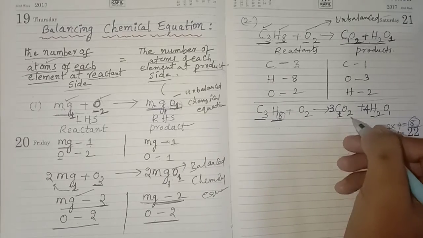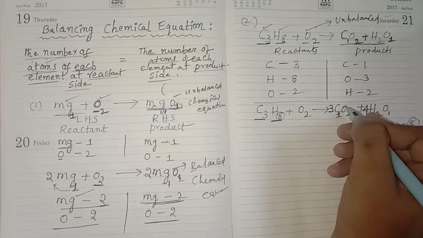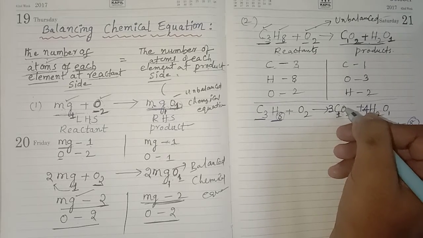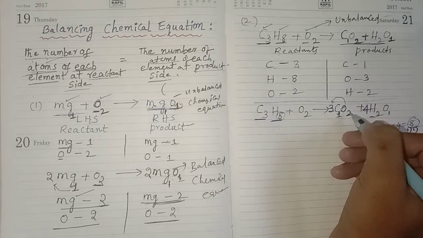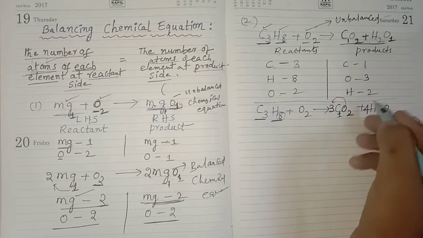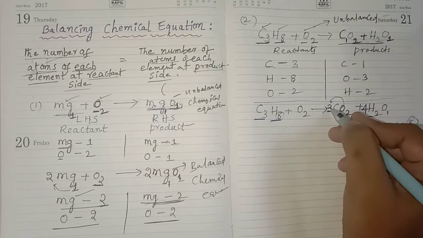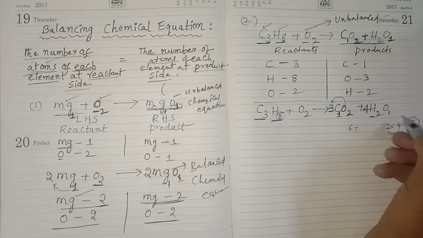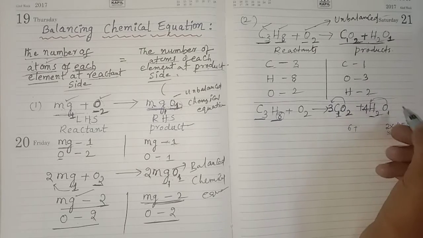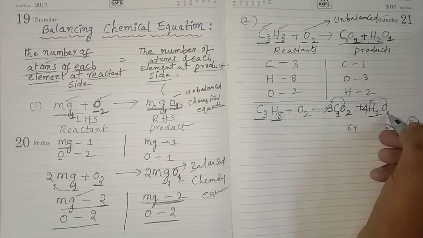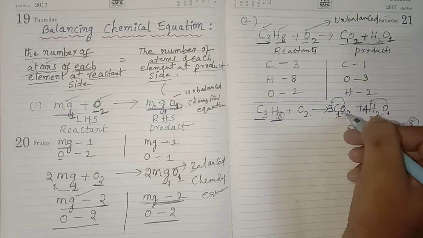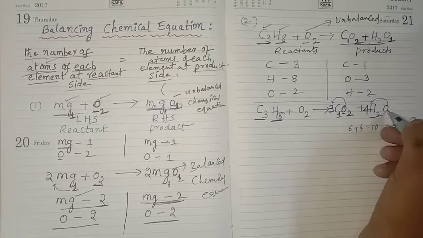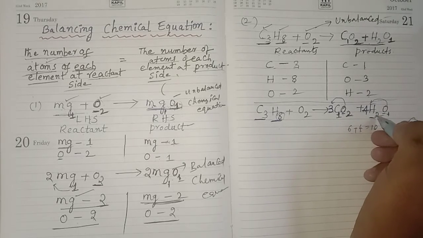Now observe the oxygen atoms here, very carefully. Let us take oxygen atoms here. This is 2. We have to multiply 2 into 3, which is 6. Plus 1 into 4, since we have to multiply the atoms with the coefficient value. 1 into 4 is 4. So 6 plus 4 is 10, which means the total number of oxygen atoms becomes 10 at the product side.